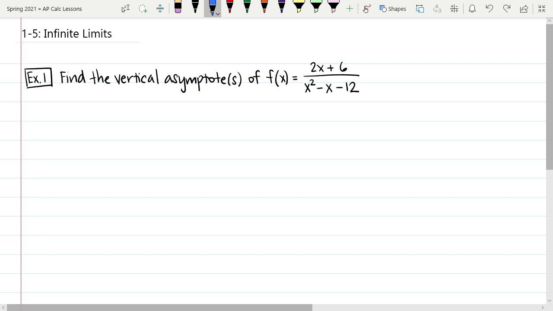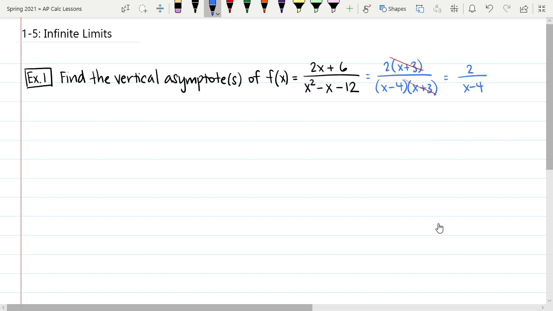But remember, there are also other types of discontinuities as well, such as a hole in the graph. So let's go ahead and start by factoring here. So let's factor out the 2 from the numerator. And then we can factor out the denominator into x minus 4 times x plus 3. So in this situation, as we can see, the x plus 3 factors will actually divide out, and that's going to give us a simplified form of 2 over x minus 4.